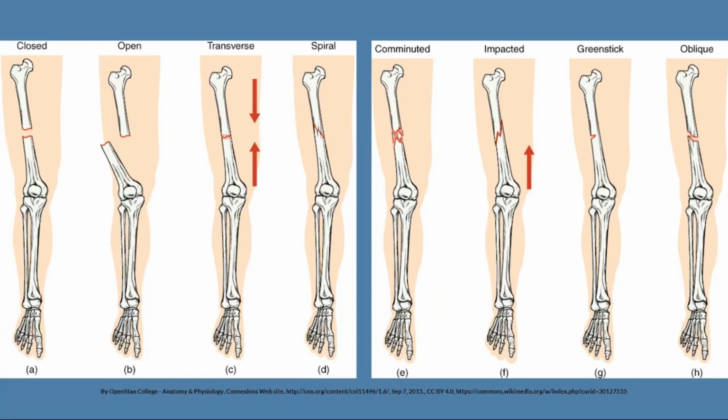Now let's briefly review the types of fractures. A fracture is either closed or open. If the skin is intact, then it's closed. If it pierces the skin, it's open, also called a compound fracture.